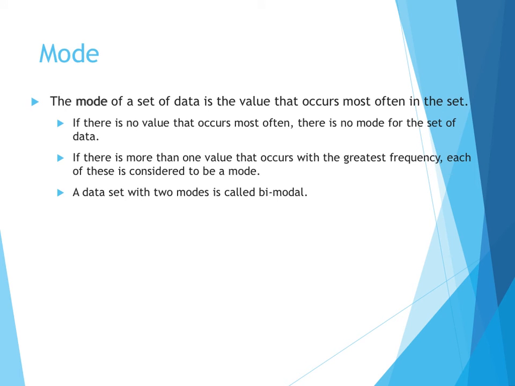The mode of a set of data is the value that occurs most often in a set. Think mode, MO, most, MO. If there is no value that occurs most often, then there is no mode for the set of data. If there is more than one value that occurs with the greatest frequency, each of these is considered to be the mode. So if I have a data set that is something like 1, 1, 2, 3, 3, 5, then both 1 and 3 are modes. A data set with two modes is called bimodal.